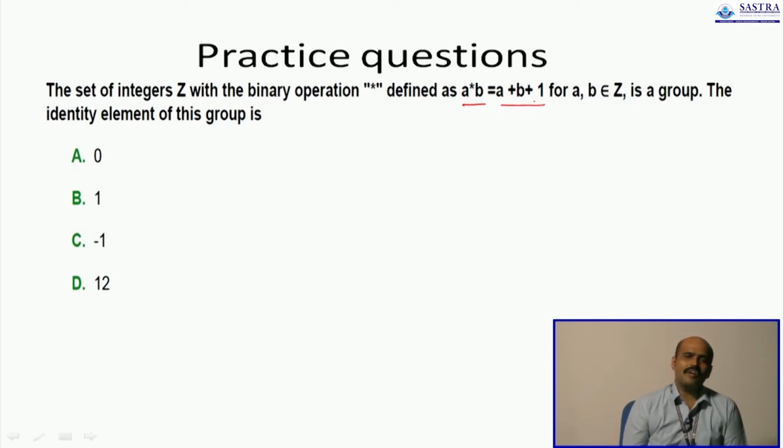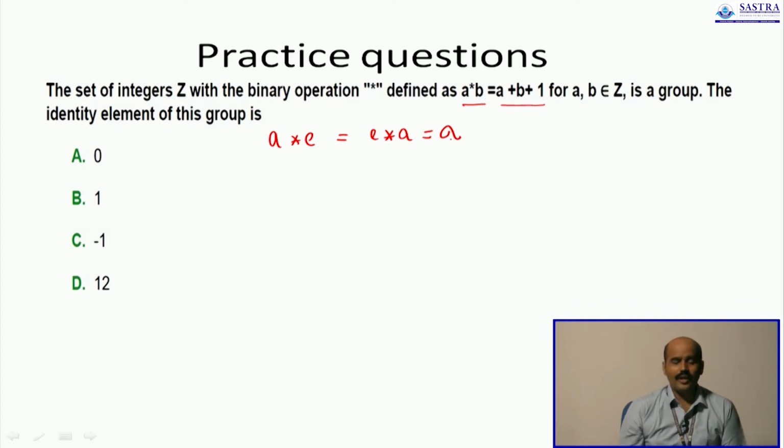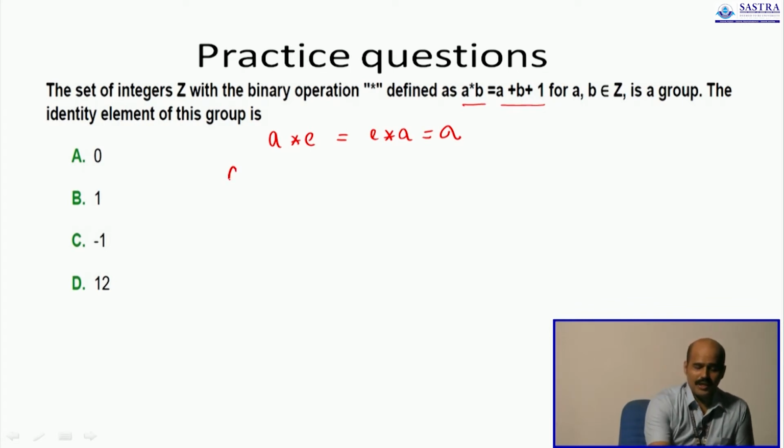Now you can obviously verify the other 2 initial conditions. It is closed because when you add any 2 integers and 1, the result will also be an integer, and addition in general is known to be an associative operation, so that will not trouble you. We are trying to find the identity element. Therefore we are looking for an element e such that a star e and e star a both give us a back. And how do we write a star e? a star e is actually a plus e plus 1.